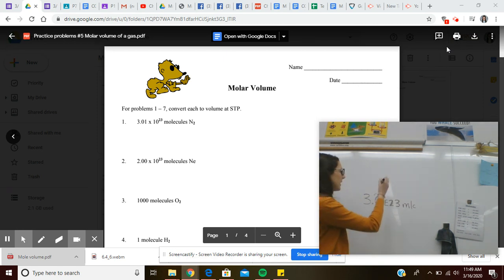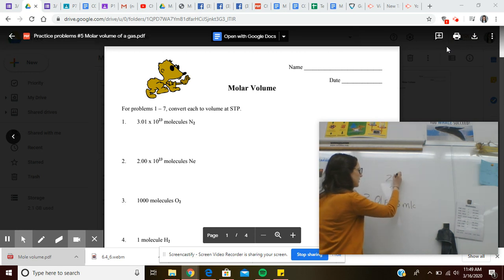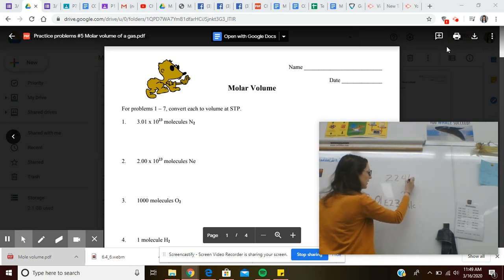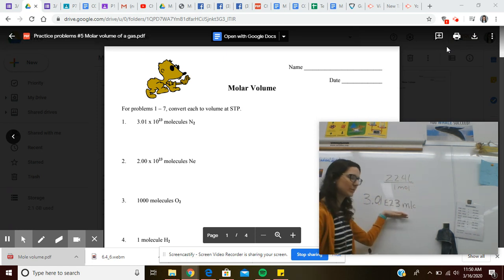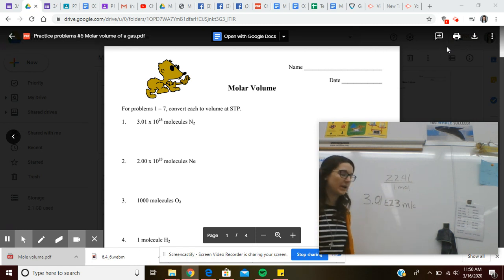The conversion that we have is that there's 22.4 liters in 1 mole. Okay, so can we go directly from molecules to liters? Not quite. We're going to have to convert to moles first. Not 22.4 liters per 1 molecule, it's per 1 mole. So my first step here is going to be going from molecules to moles.